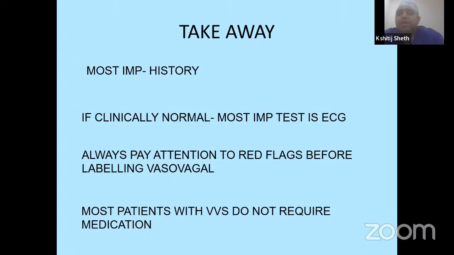And finally, as I told you, most of the patients with vasovagal syncope, which is the commonest syncope of all, do not require medication. This is the commonest presentation in the OPD with months of gap, but if it happens twice, definitely get it investigated further.